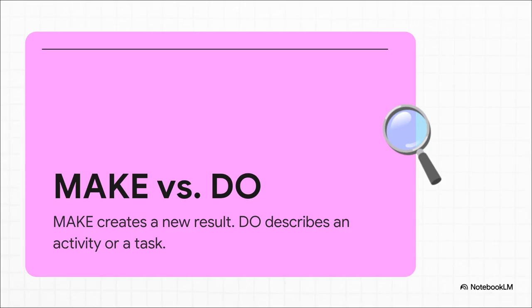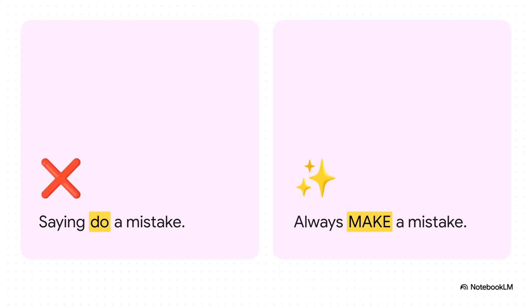Do, on the other hand, is an activity or a task. You're just performing an action, like doing your homework or doing some research. Which leads us perfectly to the ultimate classic error, do a mistake or take a mistake. No way. The correct phrase is always to make a mistake. Why? Because think about it. When you mess something up, you're actually producing a result. It's technically a creative act. You created an error where there literally wasn't one before. So logically, you only ever make a mistake.